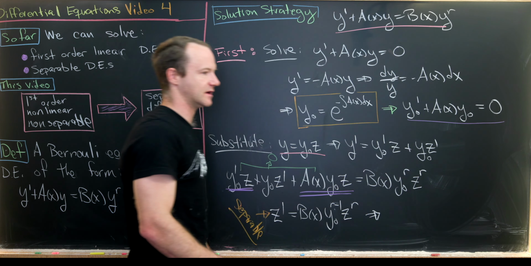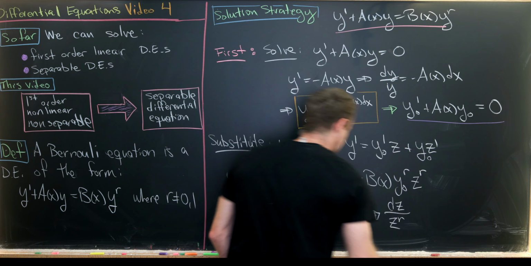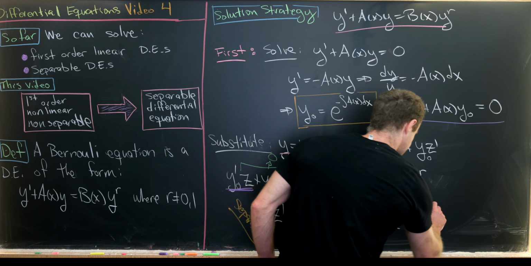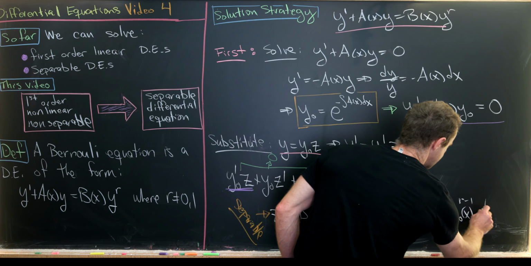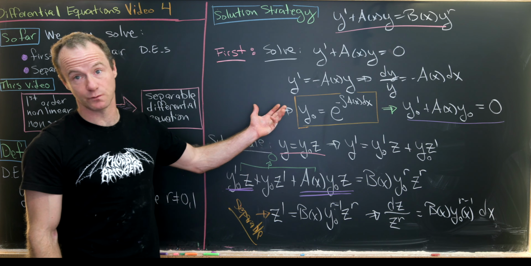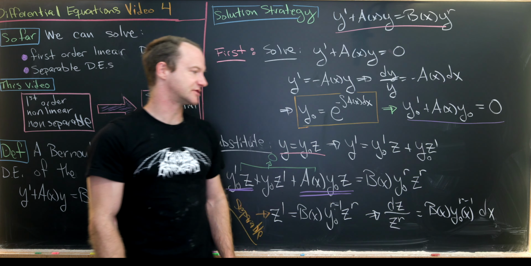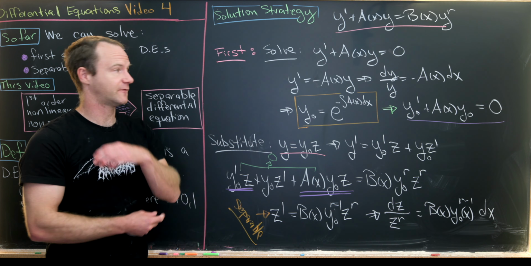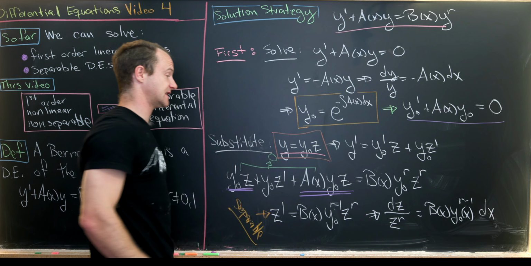If you would want to write maybe the next to last step, it would look something like this. We have dz over z to the r equals b of x times y naught of x to the r minus 1 dx. And I put a y naught of x there because recall that y naught is not a variable. It's a function of x, which we've previously determined. That's what makes this thing separable. And then you would take the antiderivative of both sides, and then you would achieve a formula for z. But we can use that formula for z and plug it into this, and we've got an equation for y, and we have solved our differential equation.